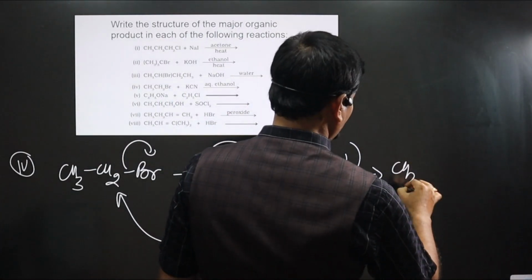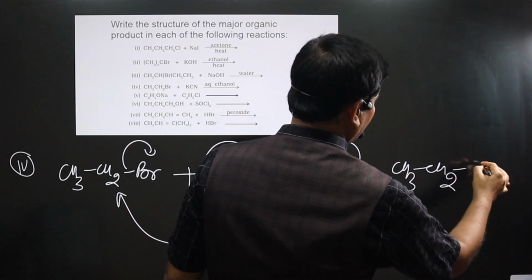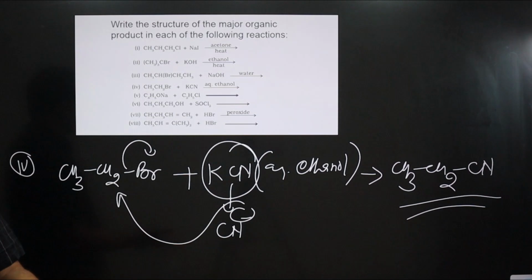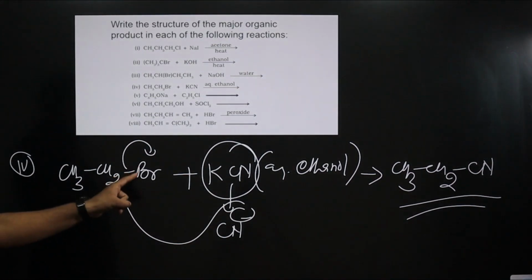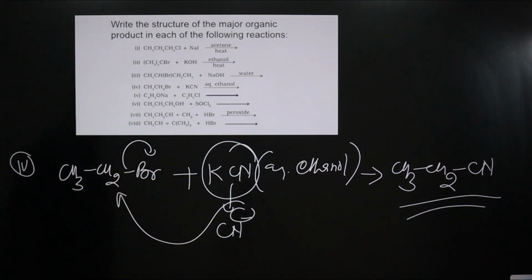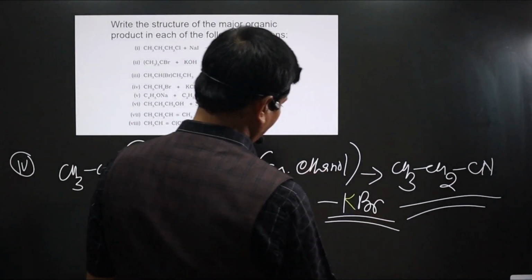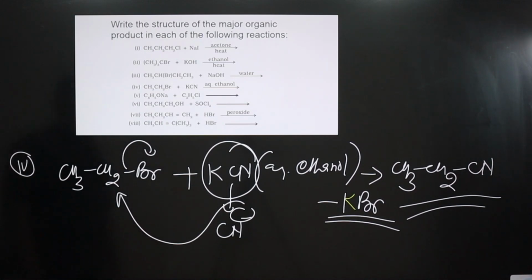We get CH3, CH2, and this is what we got, CN is there. Propane nitrile, ethyl cyanide we can say. KBr will be eliminated. You can mention KBr here. Next chemical reaction.